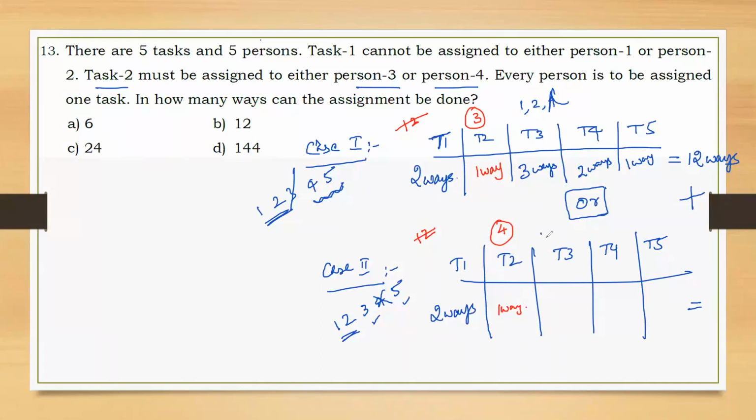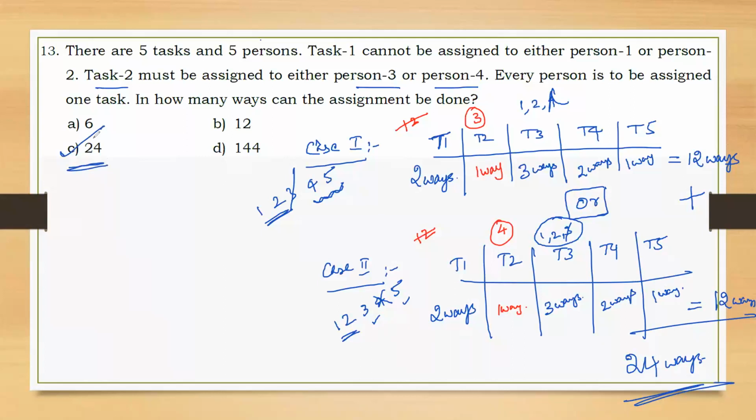Similarly, we have 1, 2 or 3. Suppose 5 is assigned here, we have 3 persons, so 3 ways to assign. And finally, 1 person will be assigned for task 4 out of 2, then 1. Again, you will get 12 ways. So the total answer is 24 ways, either case 1 or case 2: 12 plus 12, 24. So you have a total of 24 ways.